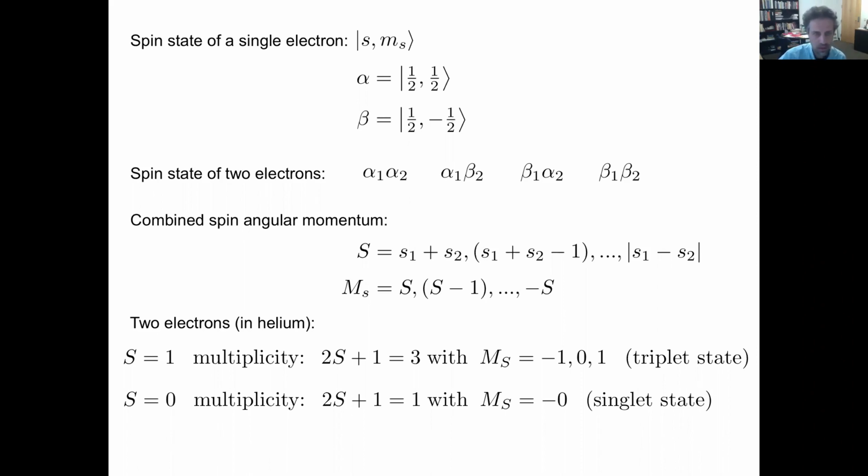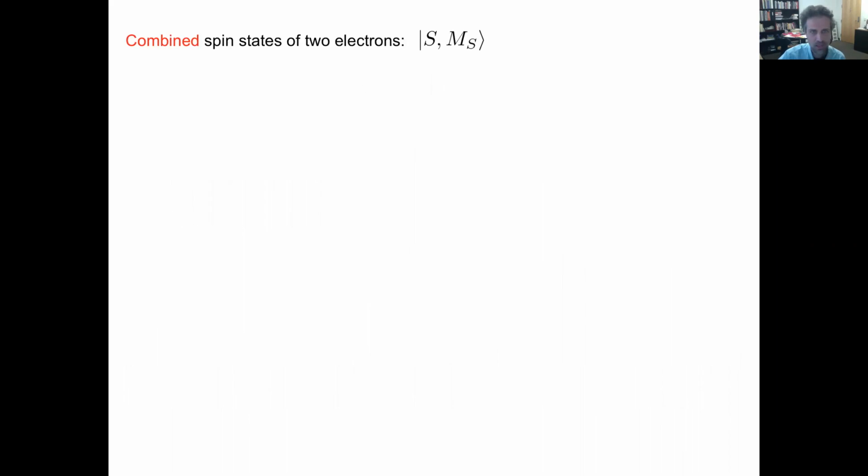So let's now combine these two things and basically give these spin states names. My combined spin state with two electrons is now defined by the two quantum numbers capital S and capital MS. Those are the two quantum numbers that fully define my so-called combined spin state. And the combined spin state is really the spin state that I have to consider.